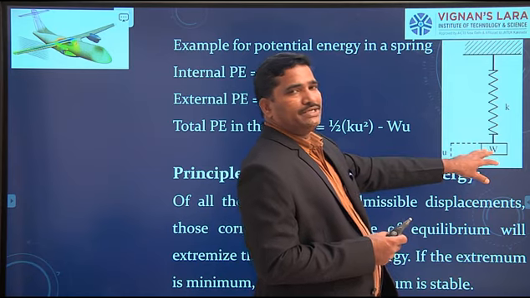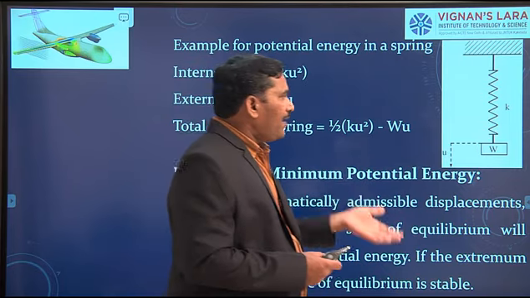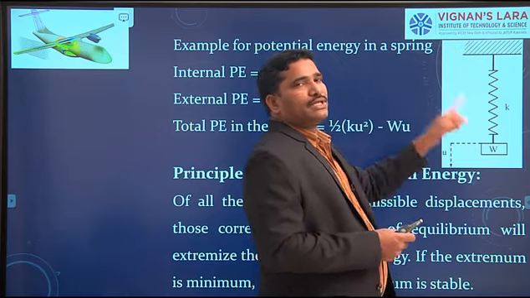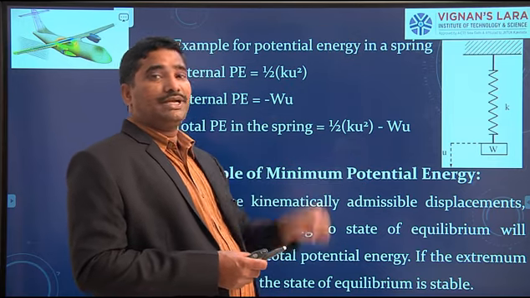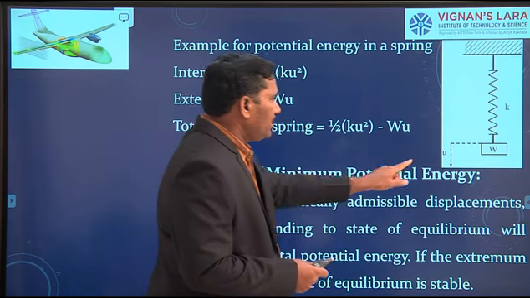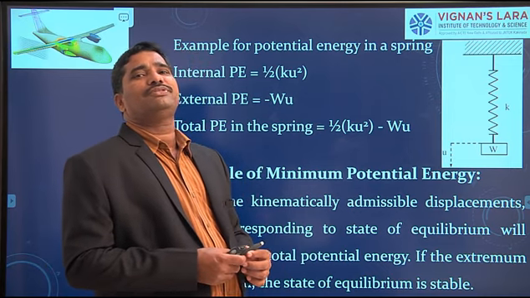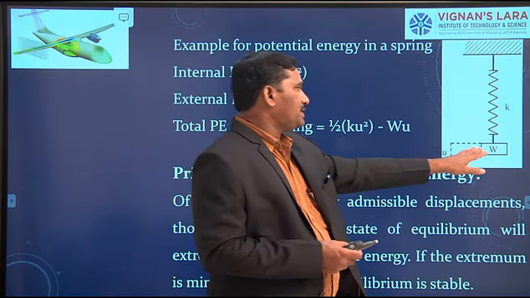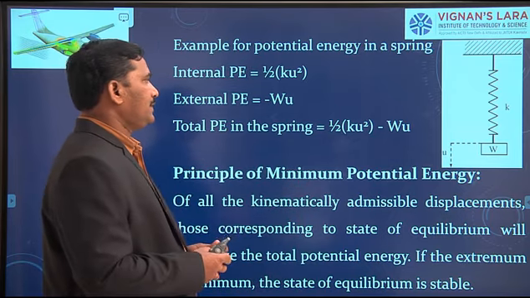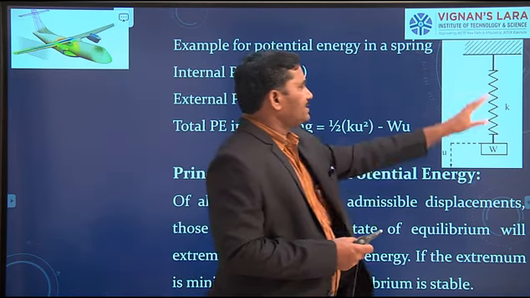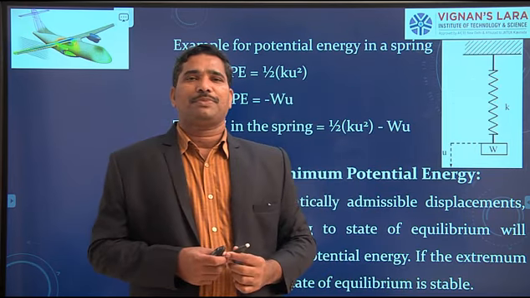Before you attach this weight W, observe the length of the spring. After attaching this weight W, observe the length of the spring. When you attach the body of weight W, the length of the spring increases. So displacement occurs. I say U is the displacement of the spring, or I say deflection of the spring. So what is the displacement of this weight? Same. Therefore, I can also define U is the displacement of the weight.